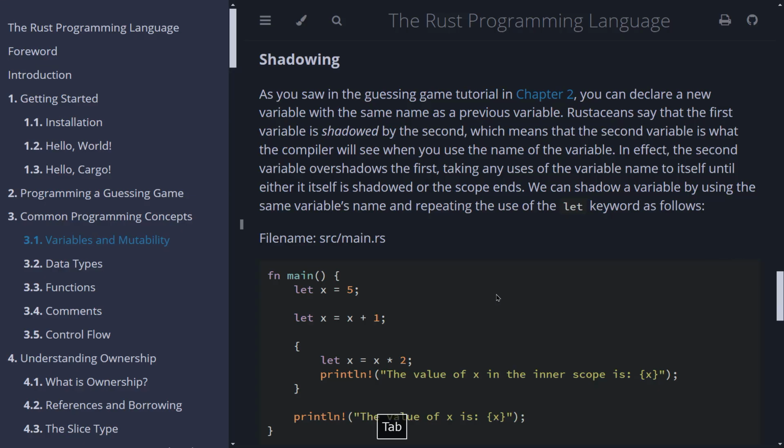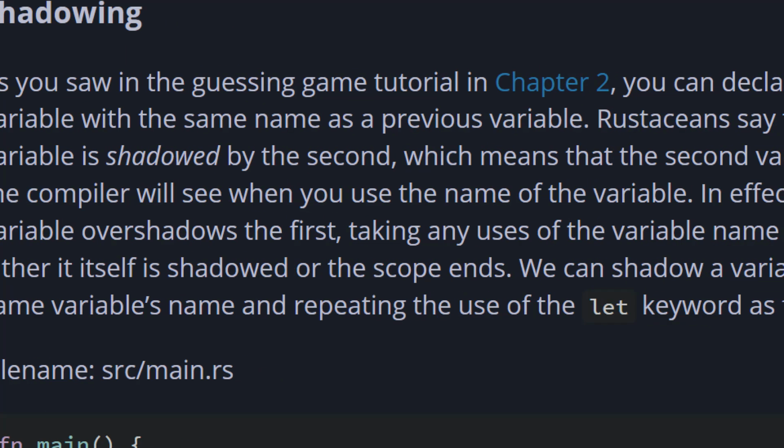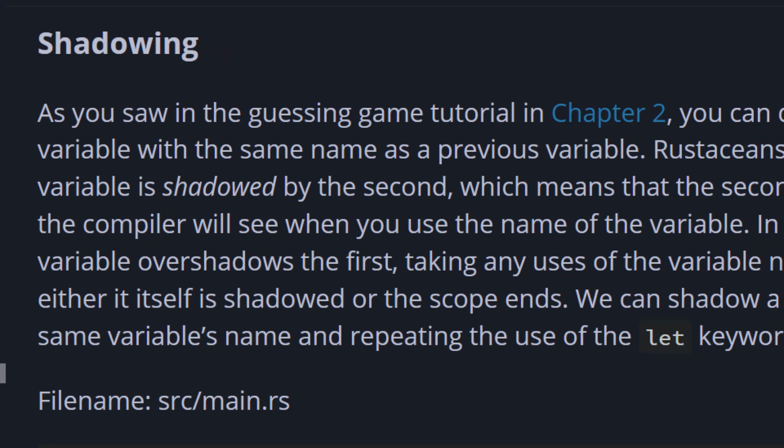Okay, so as the Rust book tells us here, you can declare a new variable with the same name as a previous variable. So again, there was the guessing game tutorial. This was in chapter 2. I didn't cover that because there was a lot of stuff that was not covered yet. So I think the guessing game should come after we explain the basics. I don't know why they did it this way in the book.